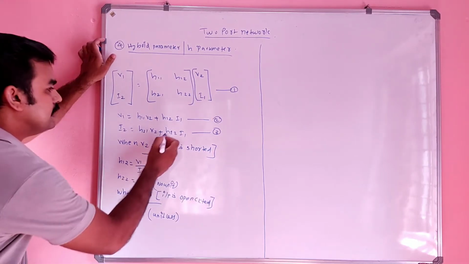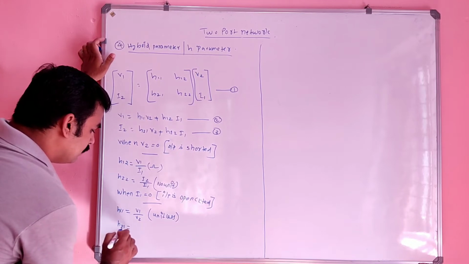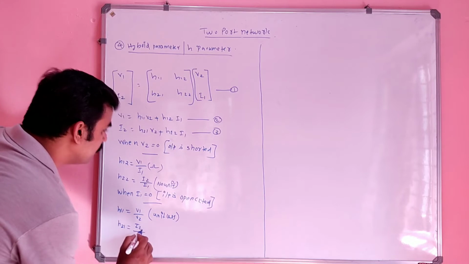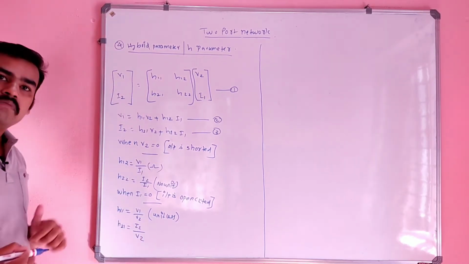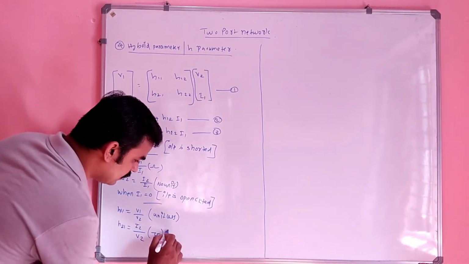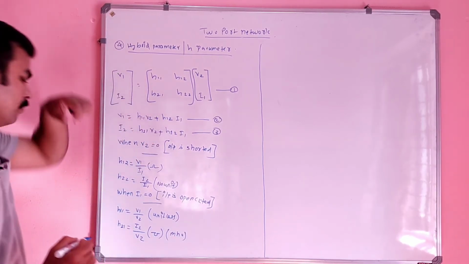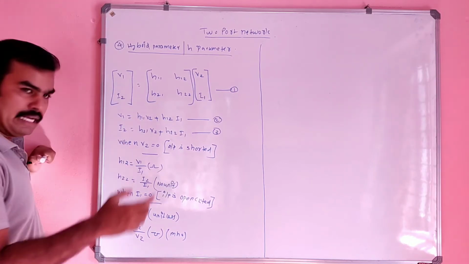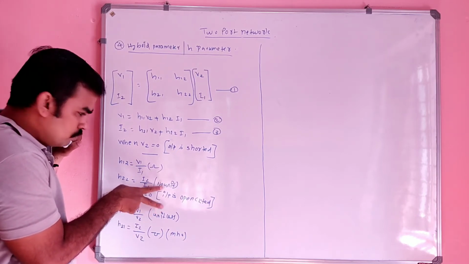And in the next equation, when I1 equals 0, it will give H21 equal to I2 by V2, correct? What is I by V? It is nothing but mho, or admittance, right? Or simply you can say that it is mho, correct? Correct.